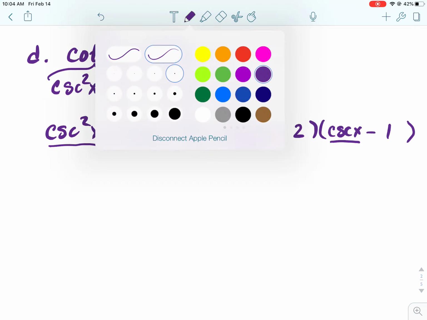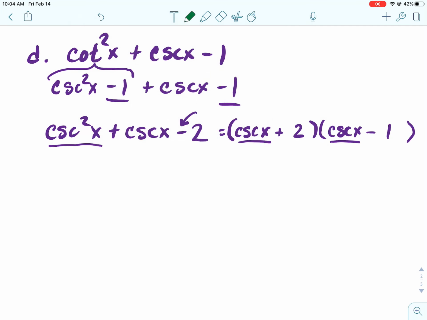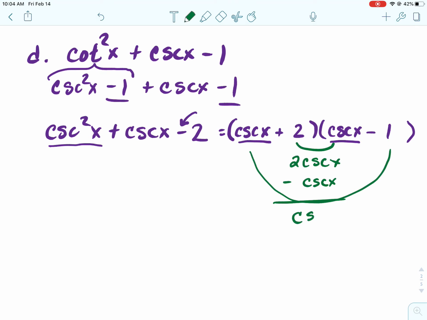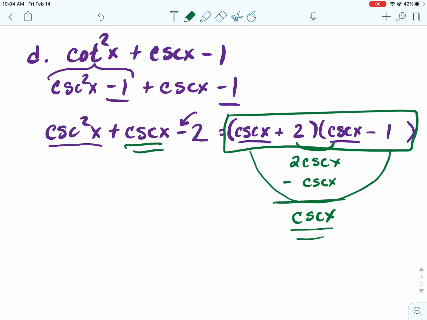All right, now I'm just going to check it. You don't have to write this down when you're doing your own work, but I just want to check. When I multiply those, I get 2 cosecant of x. When I multiply those, I get negative cosecant of x. And then when I subtract those, I get what I wanted. So that is definitely the right way to factor it. And I can't do anything else with it. So just leave it like that.